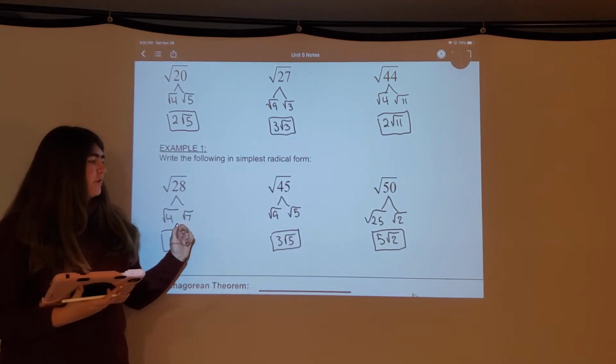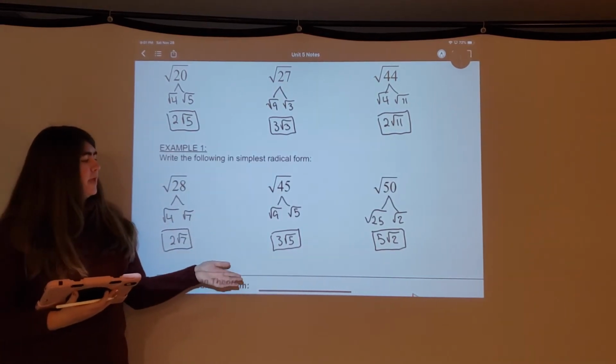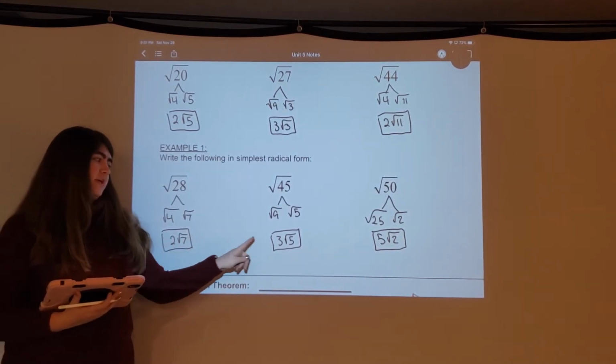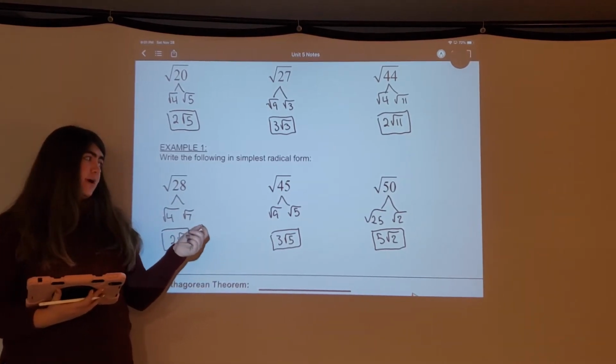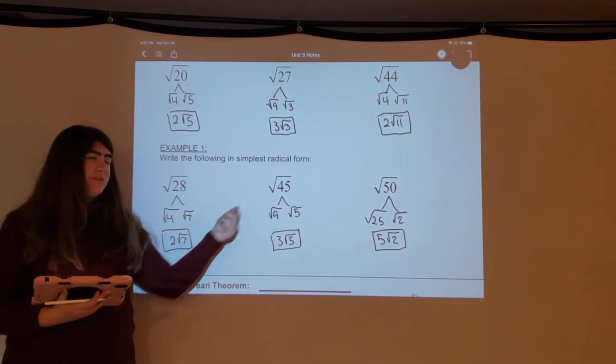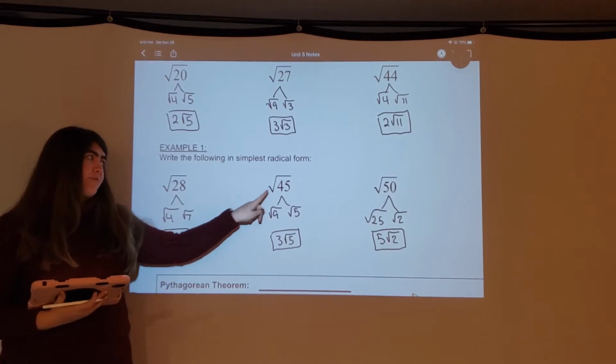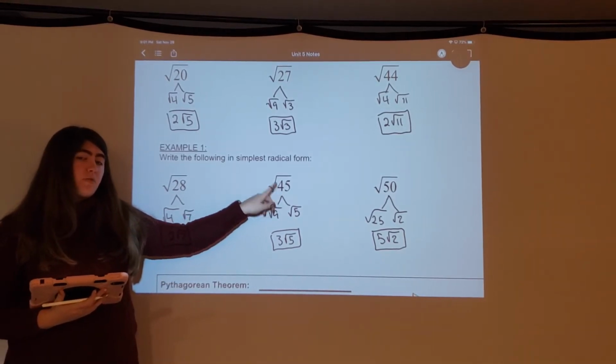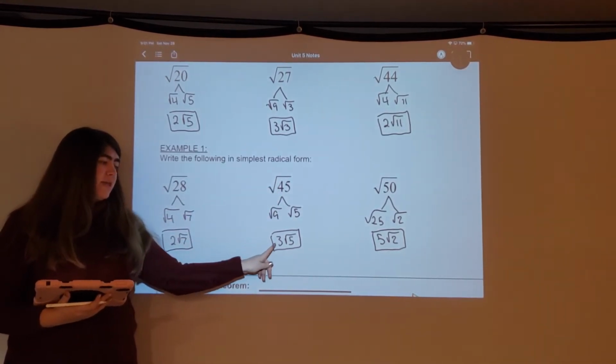All of our answers are now written in simplest radical form, and it usually will look like this. Now, if you have a perfect square as both of these things, then you probably have a perfect square up here too. Simplest radical form of a perfect square is just the whole number.